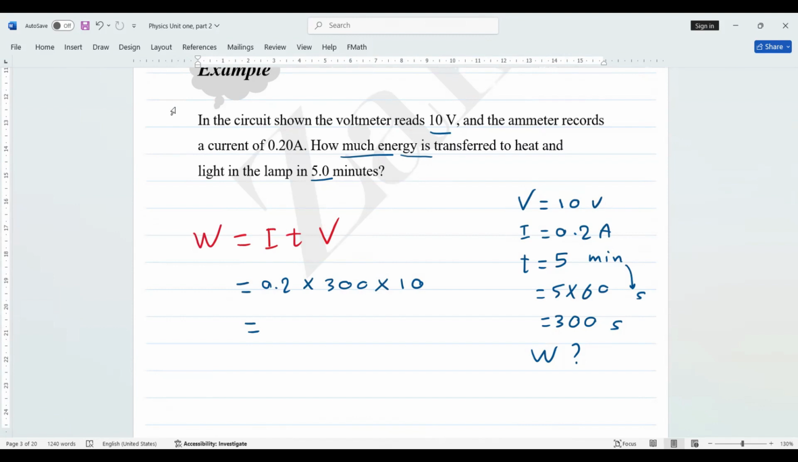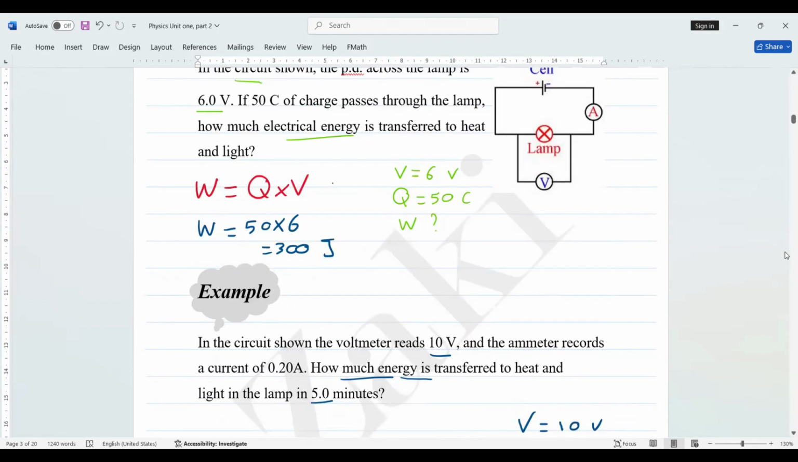0.2 multiply 300 multiply by 10. So the answer is 6 multiply 10 power 2. In norm, it is 600. 600 watt, 600 joules. Write these 3 rules in front of you.